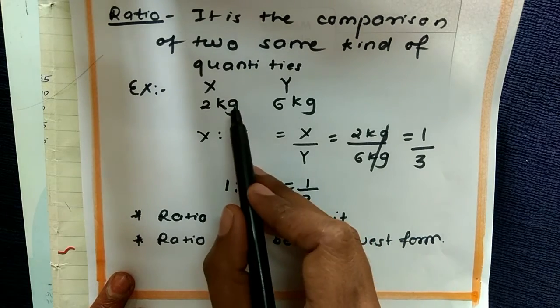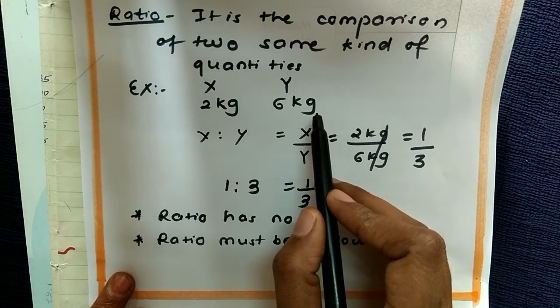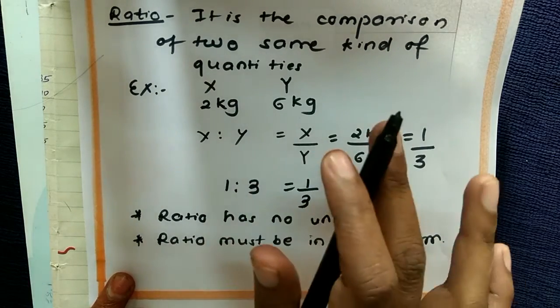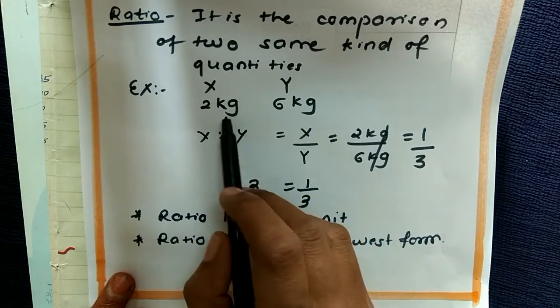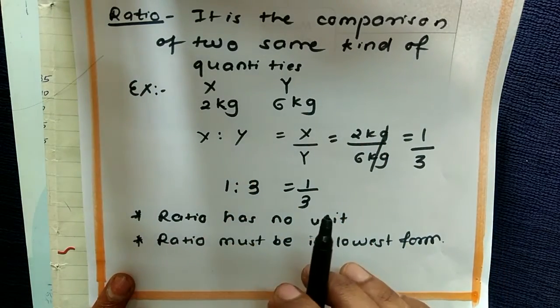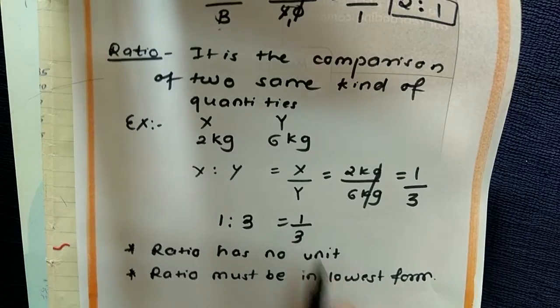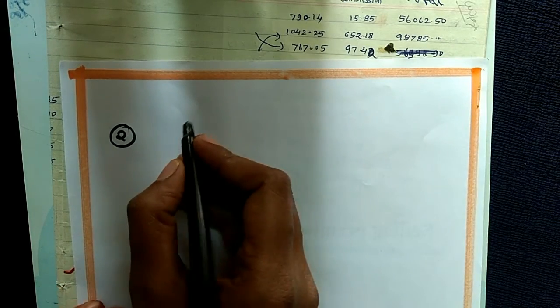Suppose one is given in gram and one is given in kg. At that time both are weights only, the same kind of quantities. So you have to convert both into the same unit. I will show you that also. So let us take one example. I'll take a different example.